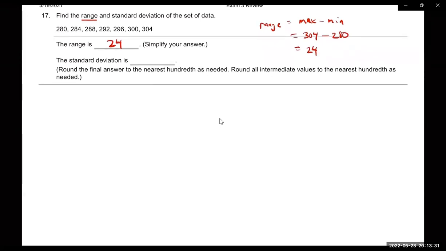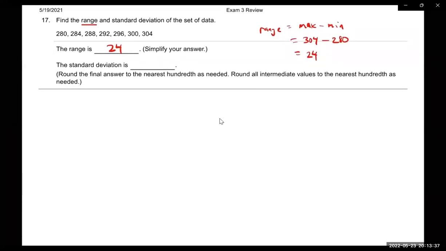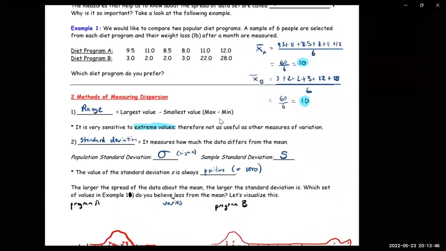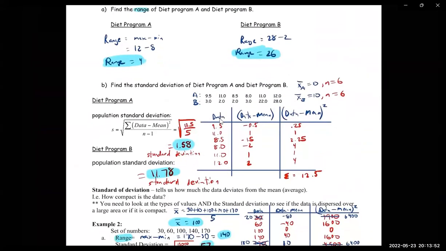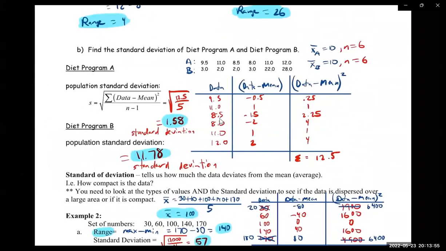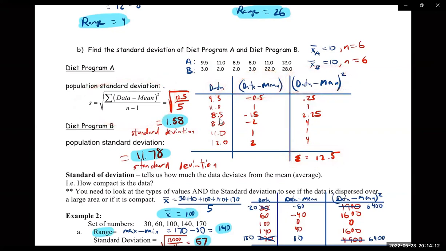All right, standard deviation. Oh man, this one's a little bit more work. So let's see if we can find the formula for standard deviation. I think it was in section 12.4. If you look at your 12.4 notes, standard deviation is given to you here. So remember what we did, we created the table and we did the data minus mean, data minus mean squared, and then we added this. So I'm going to do the same thing, but I'm going to copy this formula.